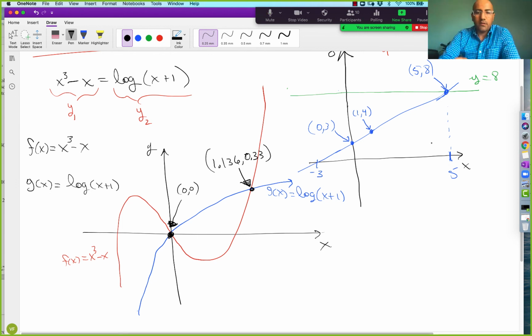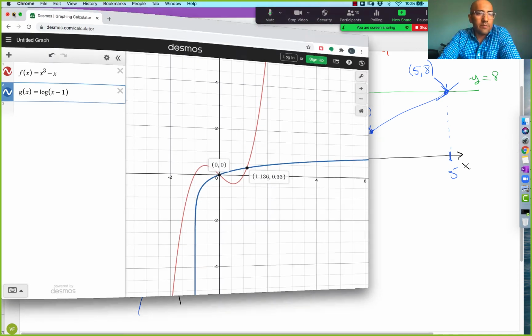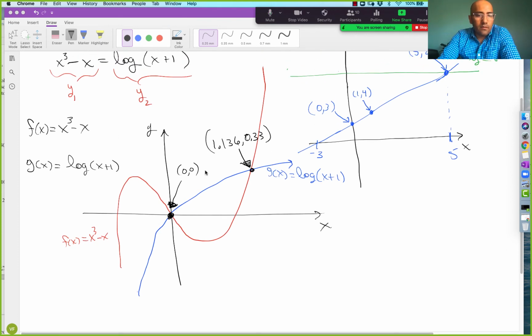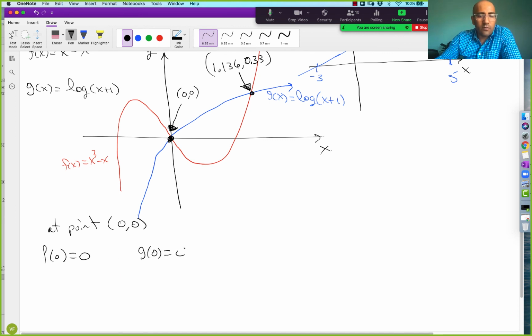Double check. It's 1.136 and 0.33, right? 1.136 and 0.33, 0, 0. Okay, roughly speaking, there you go. Okay, so from interpretation of these intersect points, at point 0, 0, it must mean that f of 0 equals 0, right? And it also must mean that g of 0 equals 0.